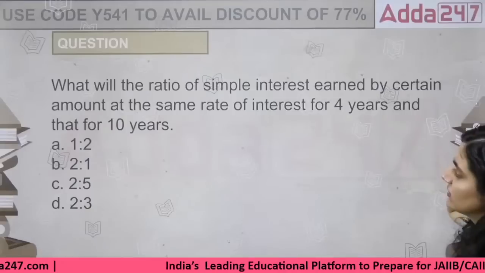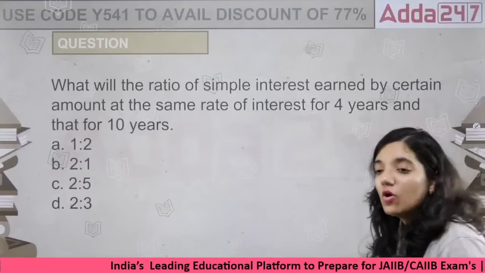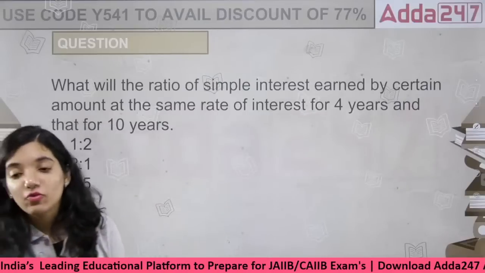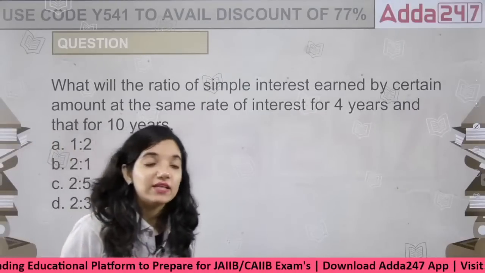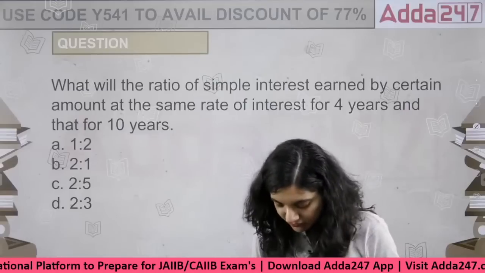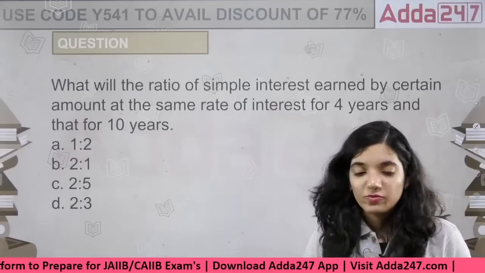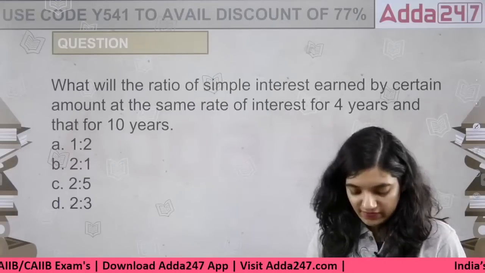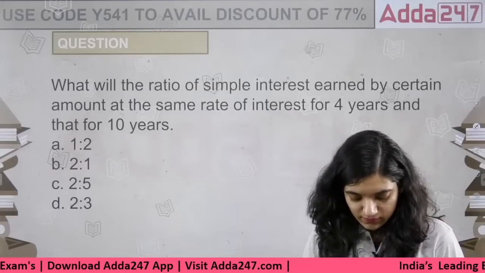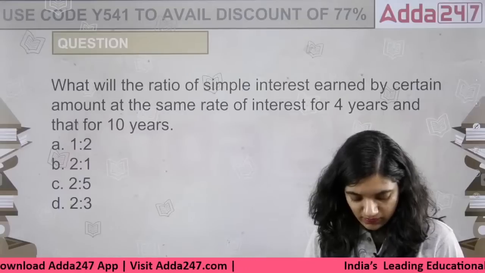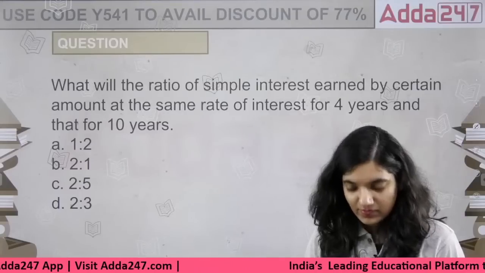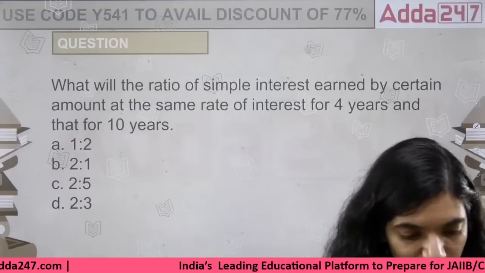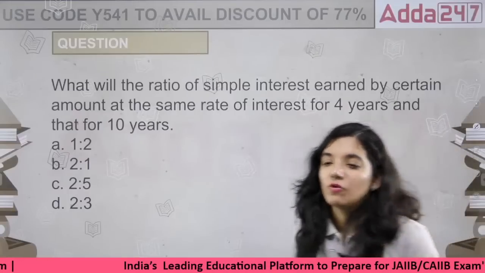To the next question. The next question says, what will be the ratio of simple interest earned by a certain amount at the same rate of interest for 4 years and to that of 10 years? That means you have to calculate the simple interest for 4 and 10 years altogether. What will be the value that we'll be choosing? 1:2, 2:1, 2:5, or 2:3. What would be the answer here?